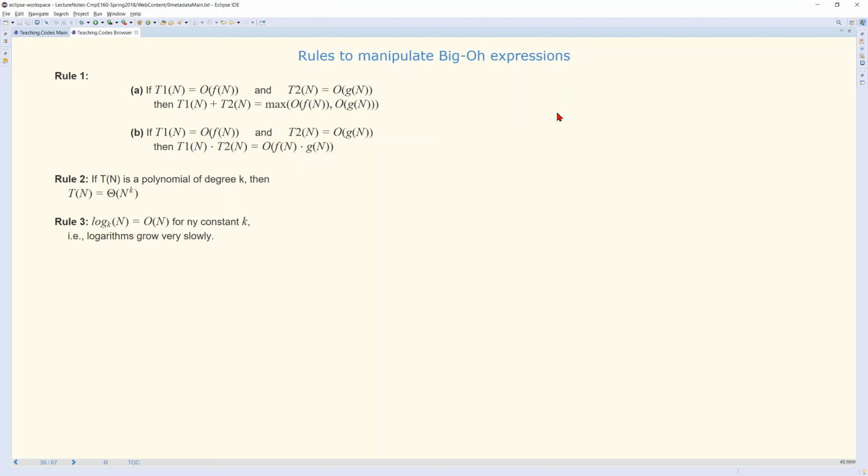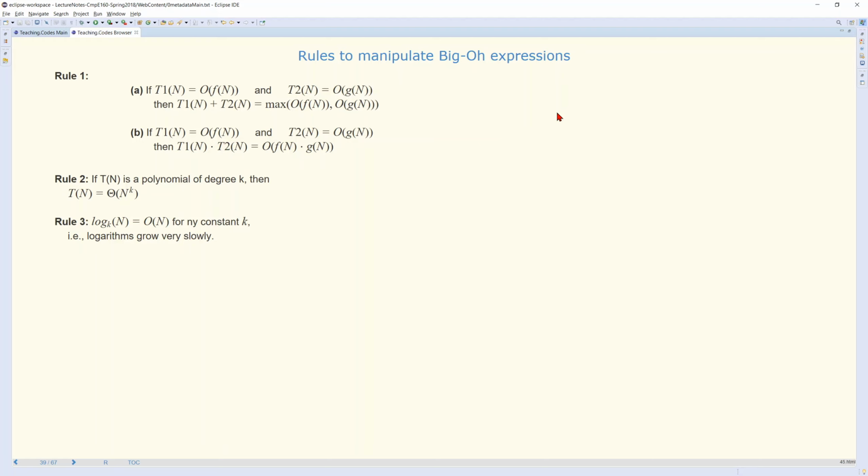notations. In part B, if we have two algorithms T1 of n and T2 of n, and now we're multiplying T1 of n with T2 of n, then the complexity would be big O of f of n times g of n. Now, what does adding the complexities of two algorithms or multiplying the complexities of two algorithms mean? We will be seeing that in the following slides. For the moment, let's just focus on the mathematical information here. We'll be discussing the corresponding examples.